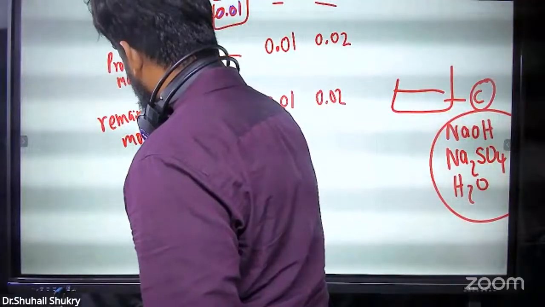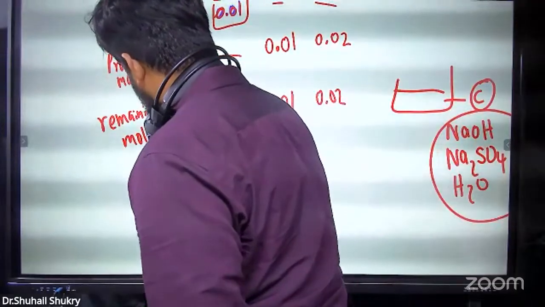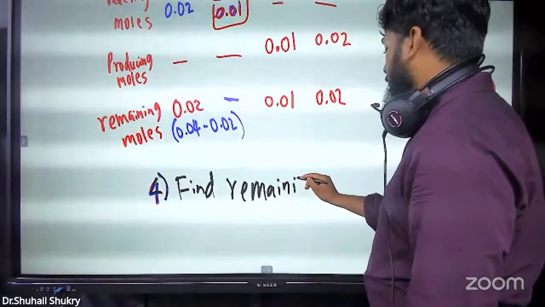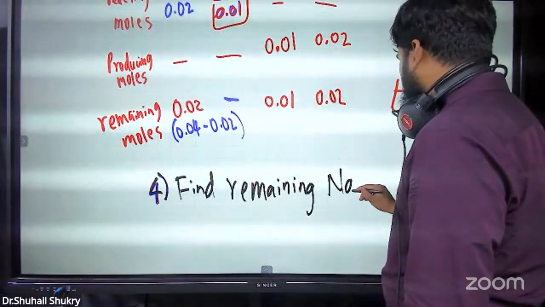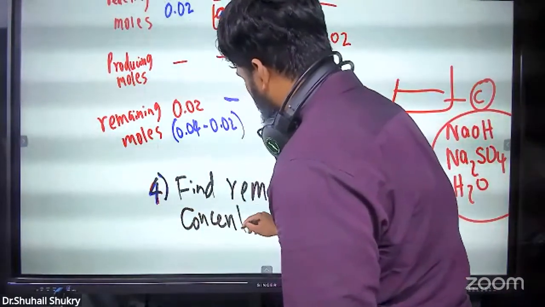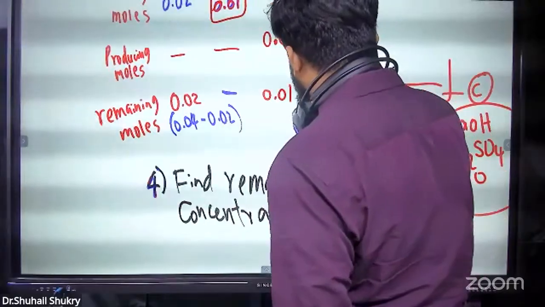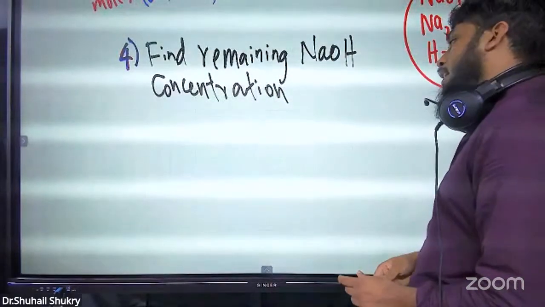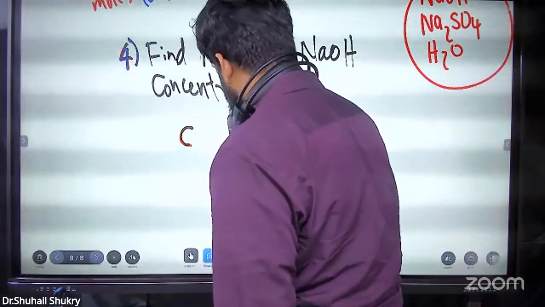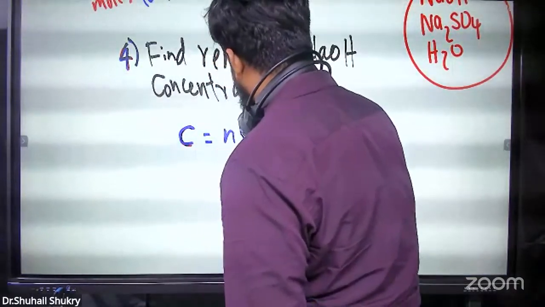But you go home and complete this note, right? Find the remaining sodium hydroxide concentration. Finding the remaining sodium hydroxide concentration, I can write like this. What is the formula for concentration? C equals, I can write C is equal to n divided by V.